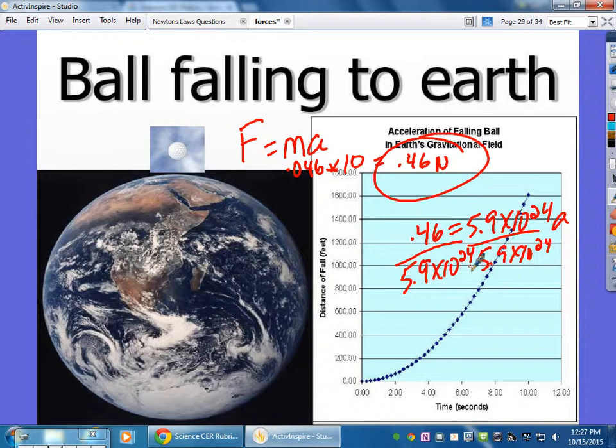So is it moving? Yes. But is it moving very fast and very far? No. But mathematically, it has to be. Otherwise, Newton's laws don't work. Yes?